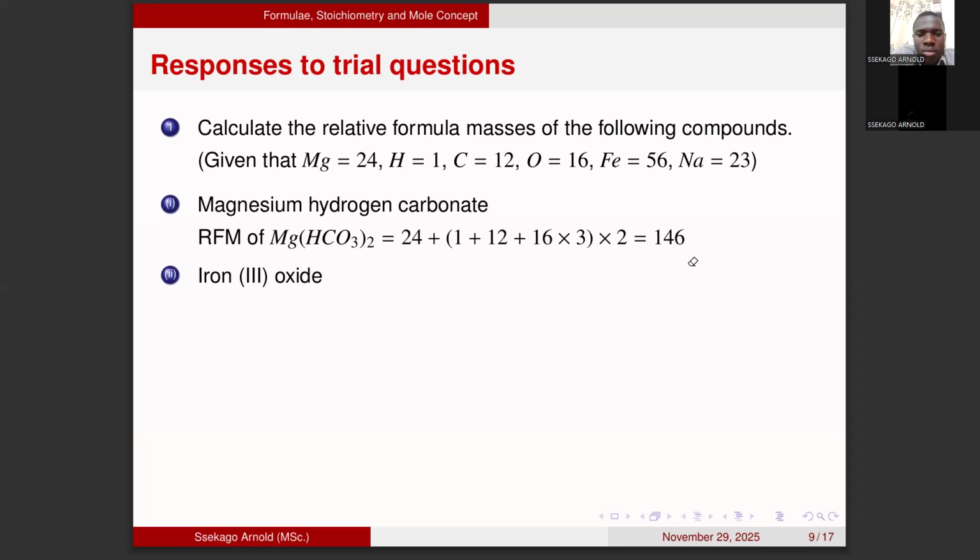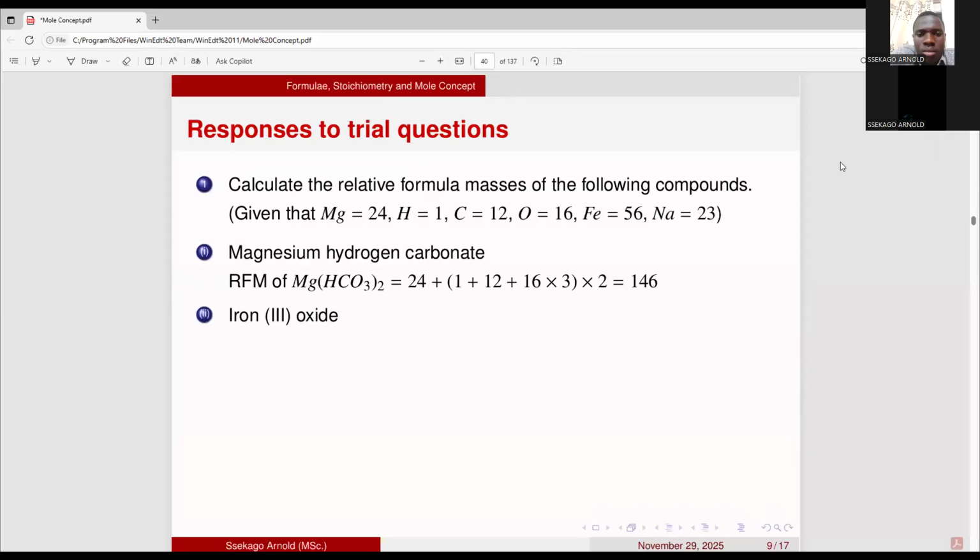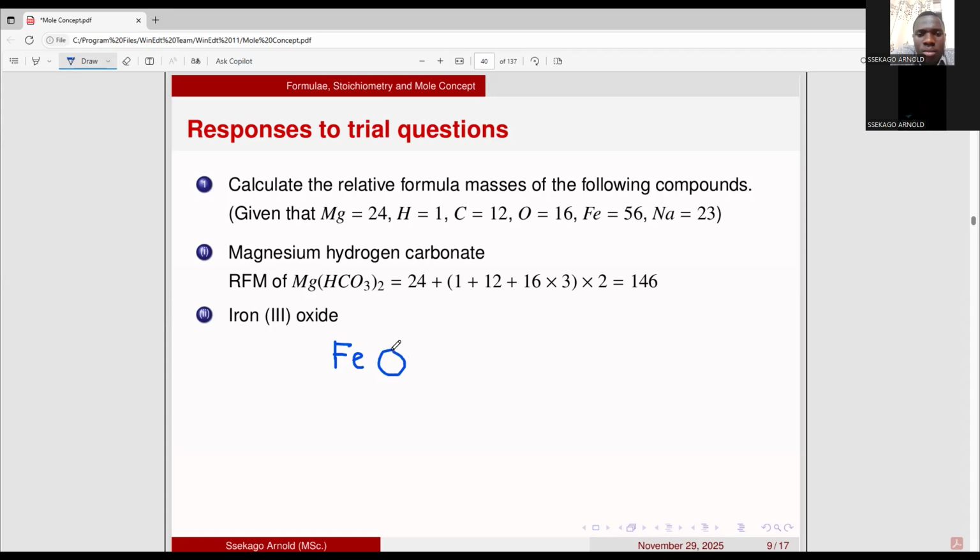Next, we have iron 3 oxide. For iron 3 oxide, there is iron, which is Fe, the symbol of the element iron. Then there is also oxide, which is the radical oxide. Its formula is O. So iron 3, that is iron with a valence of 3, and oxide has a valence of 2. So exchanging, we have a 2 coming here and a 3 going down here.